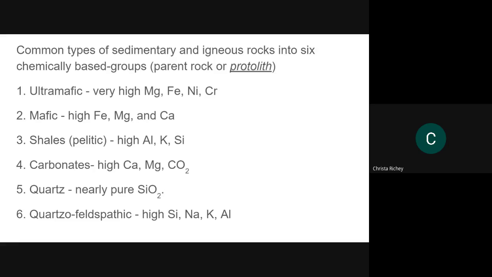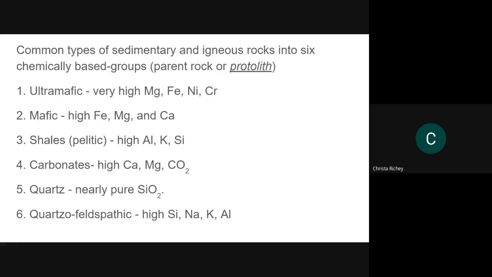And then if it has feldspar in it, it's going to bring in sodium, aluminum. These are your lighter elements that are less dense, and therefore they come up towards the surface. So Mg is magnesium, Fe is iron, Ni is nickel, Cr is chromium, Ca is calcium, Al is aluminum, K is potassium, and then silicon.